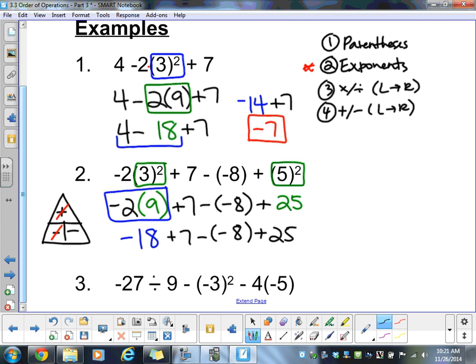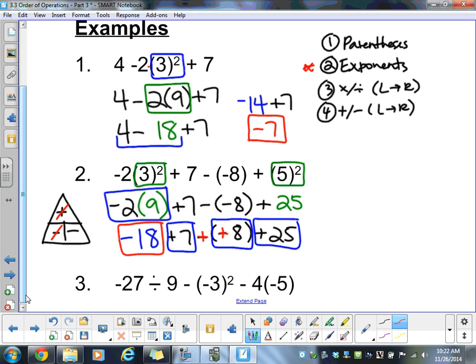Okay, so now I'm on my add and subtract step. In my add and subtract step, I like to look for any subtracting or subtracting a negative, which I do have. So here I'm going to make that to add the opposite or plus a positive. And in this one, I'm going to count all my positives, group them together, count all my negatives, and group them together also. So it looks like I have 18 bad guys or 18 negatives. And I have 7 positives, 8 positives, and 25 positives.